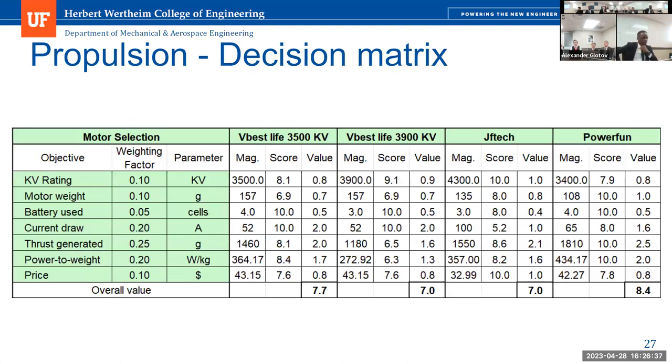For actually choosing which motor, specifically for the EDF, we created a decision matrix. The first three shown are 64 millimeters in diameter, whereas the last one is 70 millimeters. From this decision matrix specifically, we see that the Power Fan won. However, due to external considerations, as well as trying to minimize the size of the aircraft, we ended up choosing the B-Best Life 3500 kV. From the actual weighting factors, you can see that thrust generated was the most important because we wanted to make sure we were achieving sufficient speed to get off the runway, as well as current draw and power to weight ratio to ensure that our flight could be successful once it's up in the air and has enough power.